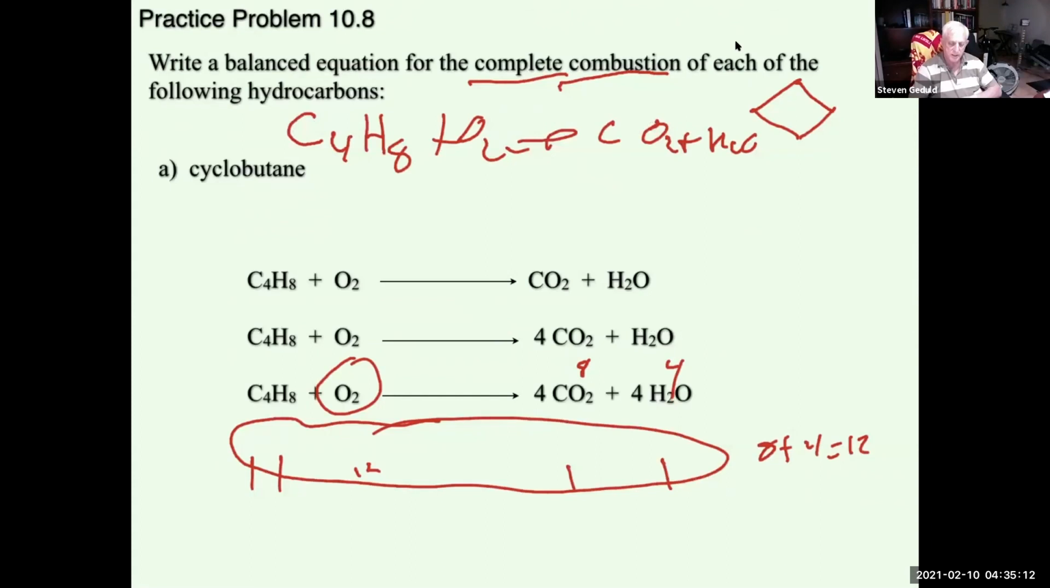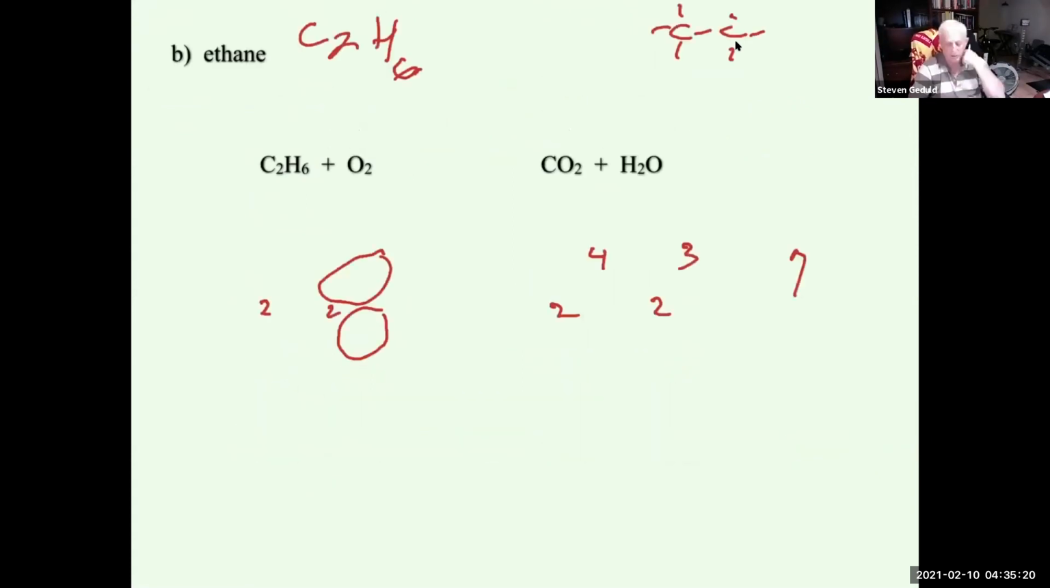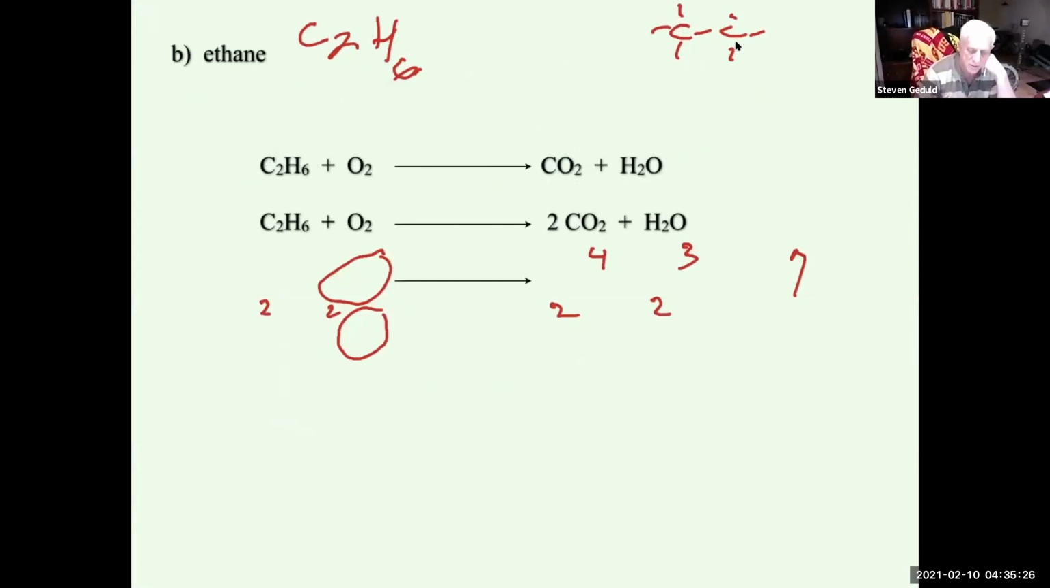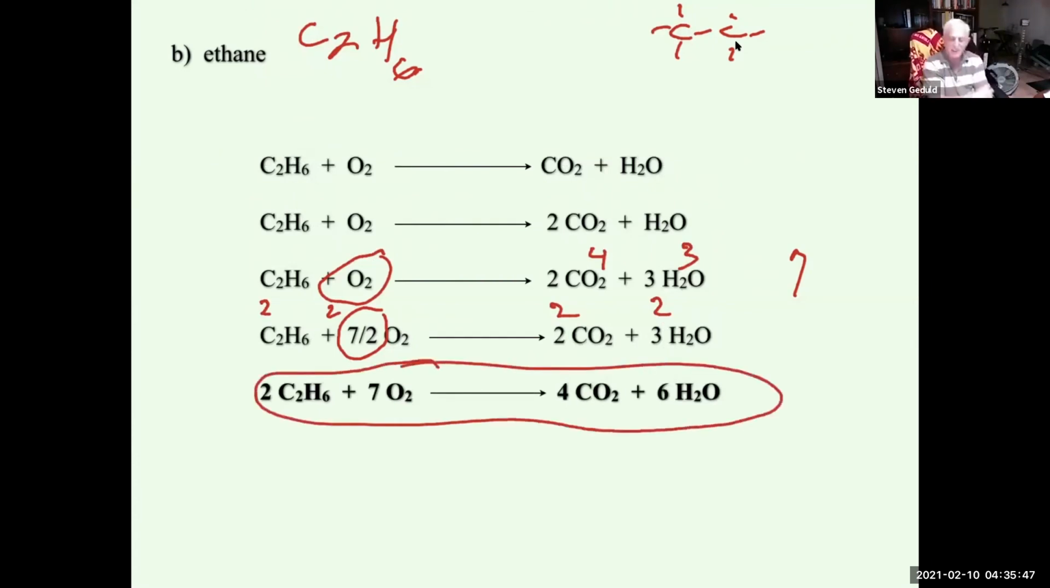Let's get caught back up here again. That was ethane, what we were working on. We balanced our carbons and our hydrogens. We ended up with 7/2 to balance our oxygens. We multiplied everything by 2, and that gave us 2 ethanes plus 7 oxygens goes to 4 CO2s plus 6 H2Os. That's the complete combustion of ethane.